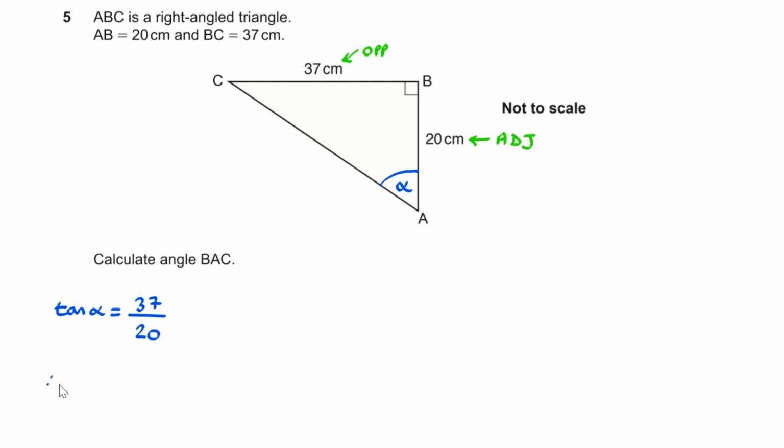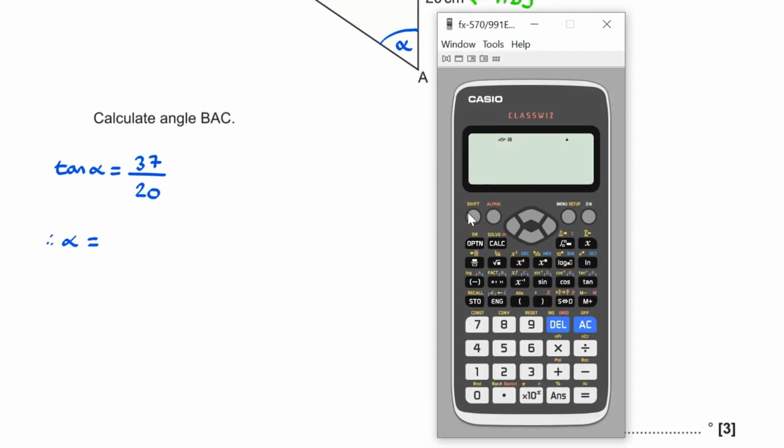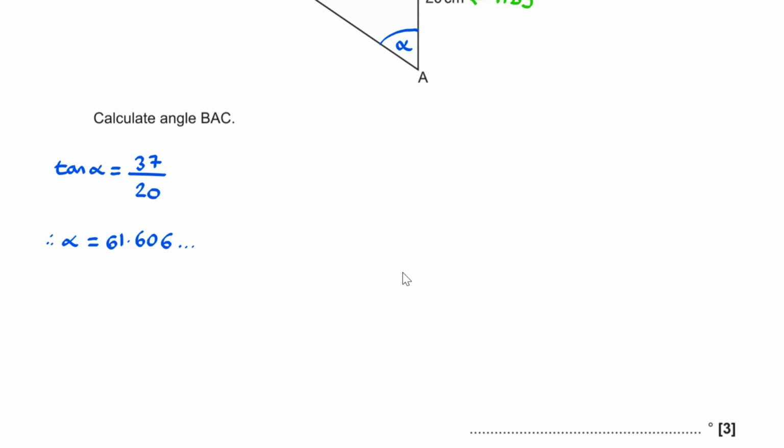And therefore, alpha, if we work out what this is, we have the inverse tangent of 37 over 20. You'd find this to equal 61.606, etc. And therefore, if we round our answer to a suitable degree of accuracy, we have 61.6 degrees given to 1 decimal place.